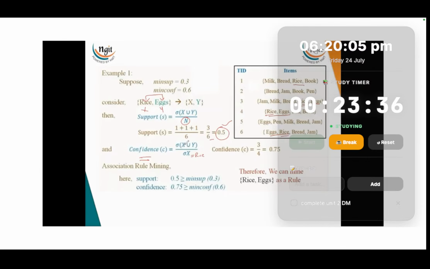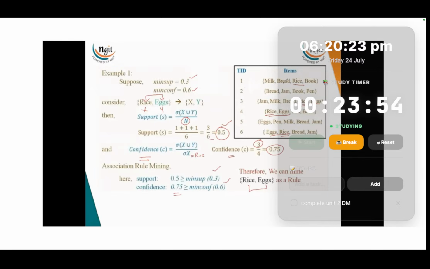And among this, what are the combinations of x and y with respect to rice, right? So then you'll get it as 3. What is the total value that you get for the confidence? It is 0.75. And here it is supposed that the minimum support value is what? 0.3. Minimum confidence value is what? 0.6. Now the support value which we got and the confidence value which we got are greater than the minimum thresholds. It means that we can mine this rice and x as a rule.